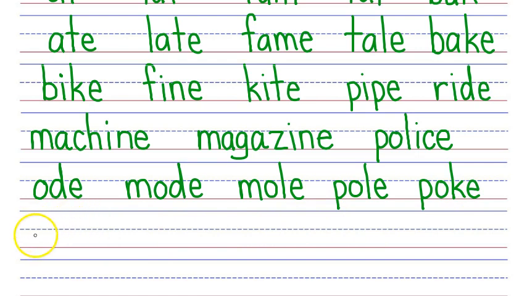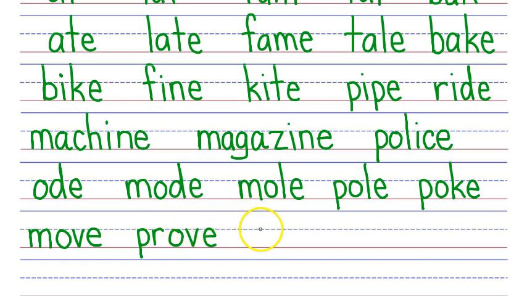Next word, move. We have an M that says M. When you have an O that needs to make that double O sound, long double O sound, oo, a V that says V, and a silent final E that's telling us that that O needs to make a long sound. Oo, V, move. Next word, prove. We have a P that says P, an R that says R, an O that needs to make the long double O sound, oo, a V that says V, and a silent final E that's telling us that that O makes a long sound.